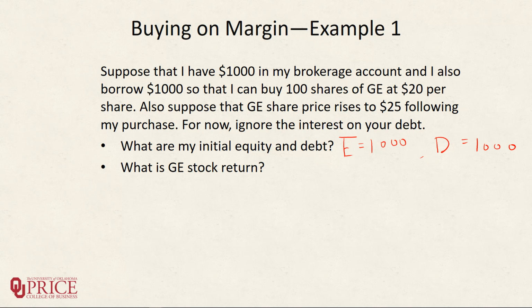What is GE stock return? We should know how to calculate stock return. That's the $25 ending price minus the beginning price, divided by the beginning price. So that's 5/20, which is a quarter, or 25%. So GE stock return is 25%.